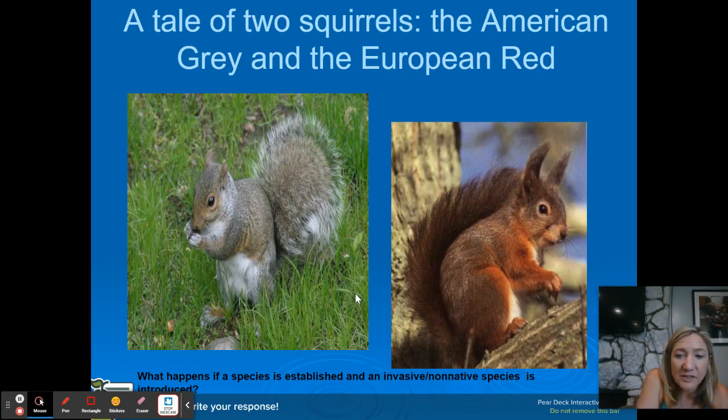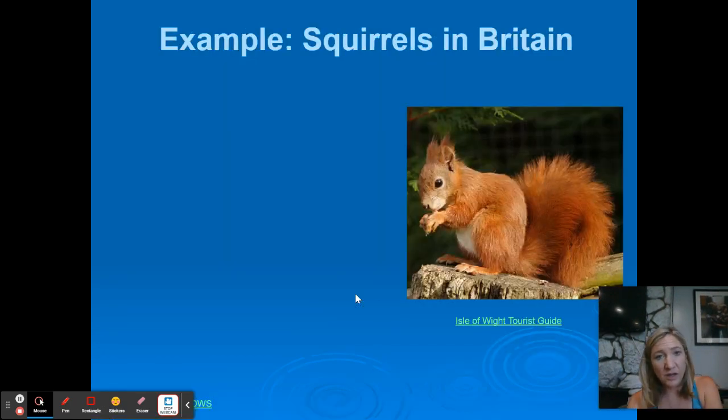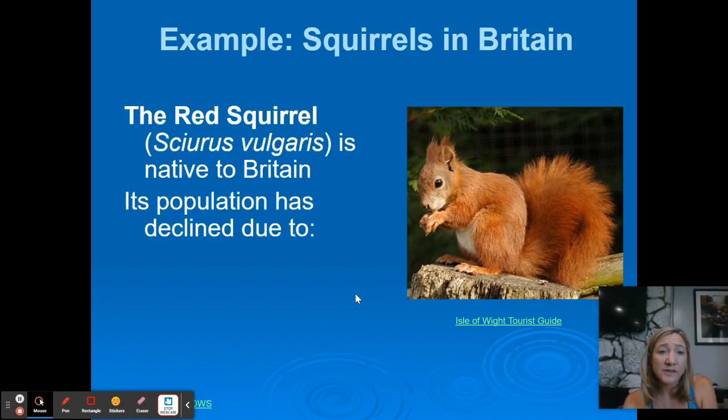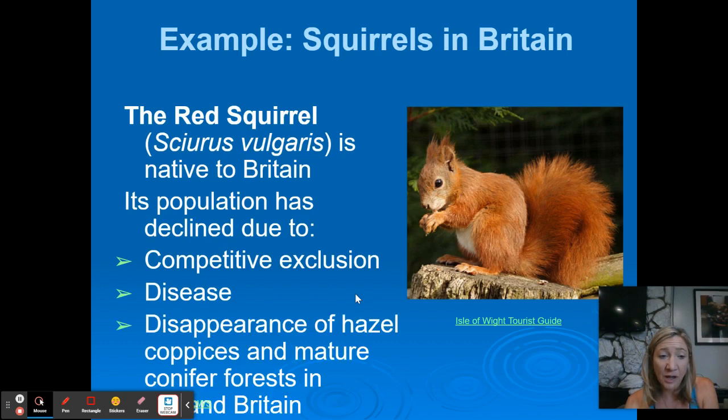This is kind of a special story, a tale of two squirrels: the American gray squirrel and the European red. A little background on the European red squirrel. It's native to the Britain area, and its population has been declining for a couple of reasons. Disease has become prevalent, and that's been wiping them out. Also, disappearance of their homes. They live off of the hazel coppices and also conifer forest trees, and those things have been disappearing for whatever reason. That could be humans shutting them down or disease themselves.